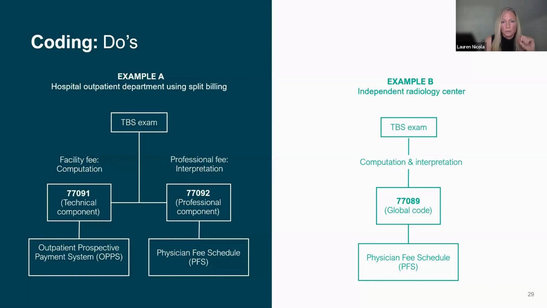On the right, you see example B. So this is an example for an independent radiology center. So for example, a radiology practice that owns their own equipment, owns their own centers. In that case, they would bill for both the technical work and the physician interpretation. They'll bill that globally, and they would use the 77089, the global code, and that would be billed to the physician fee schedule.